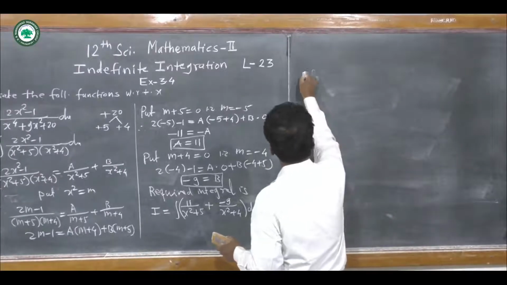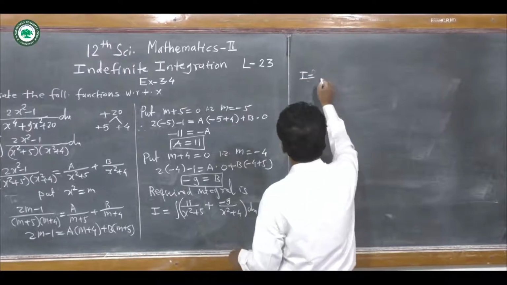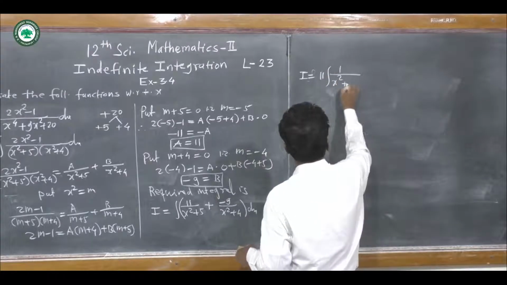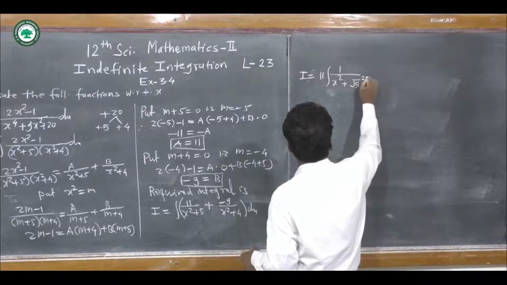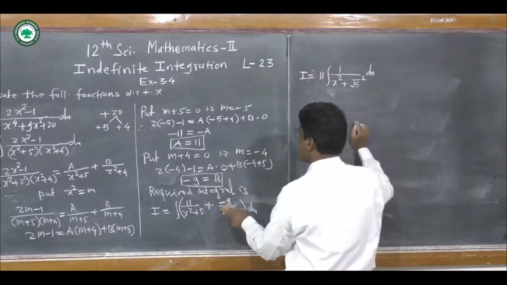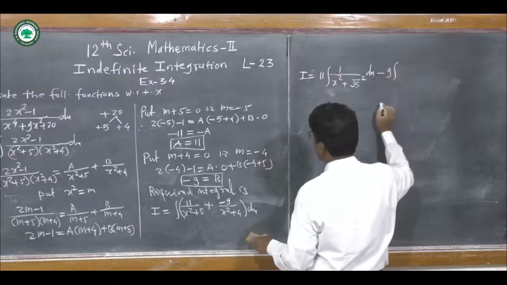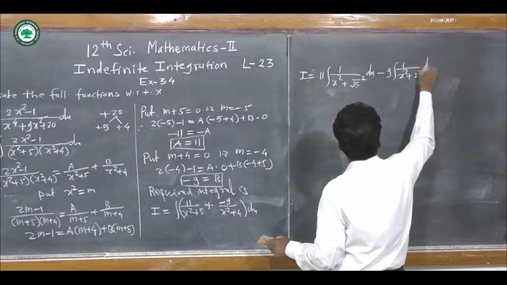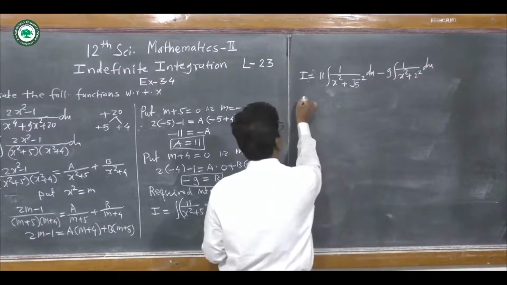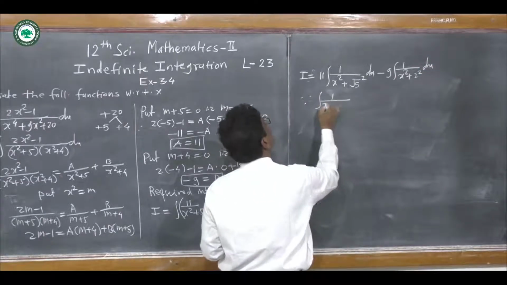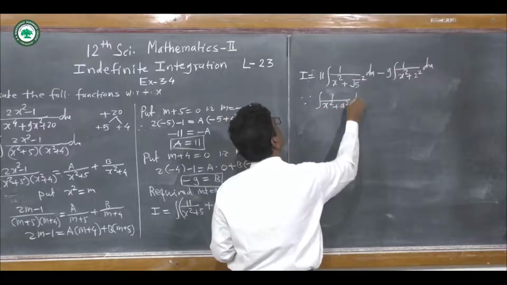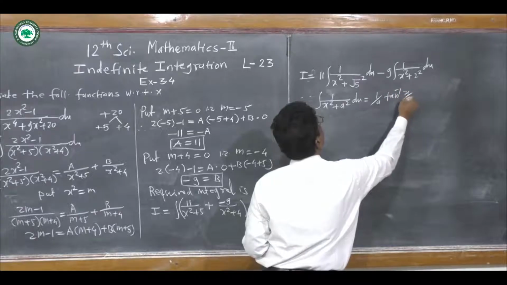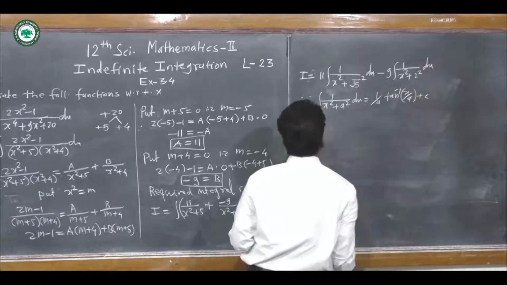So I is equal to 11 into integration of 1 upon x square plus 5, we write root of 5 square, dx. Plus minus becomes minus, so minus 9 integration of 1 upon x square plus 4, we write 2 square, dx. And now use here the standard formula. Which standard formula? Integration of 1 upon x square plus a square dx is equal to 1 upon a into tan inverse of x upon a plus constant of integration.